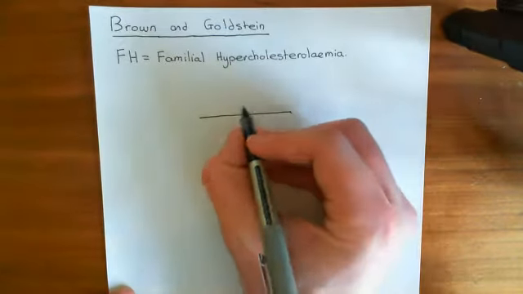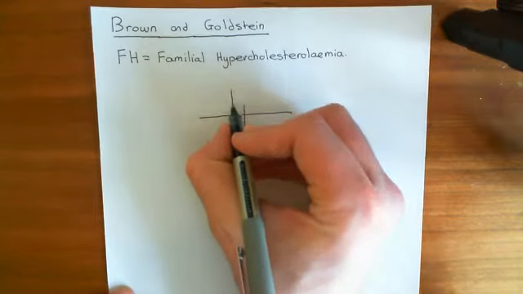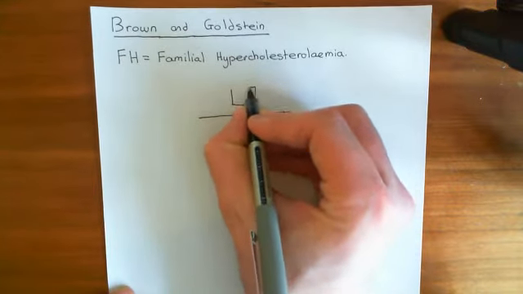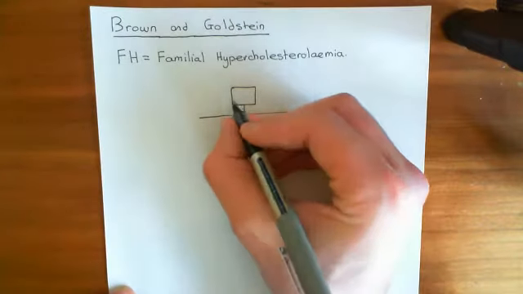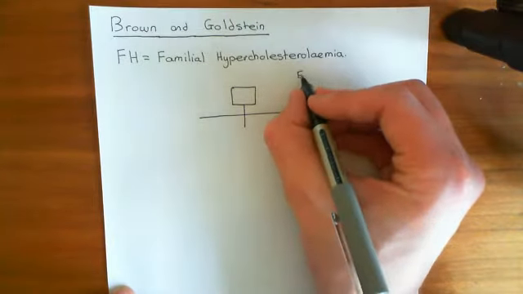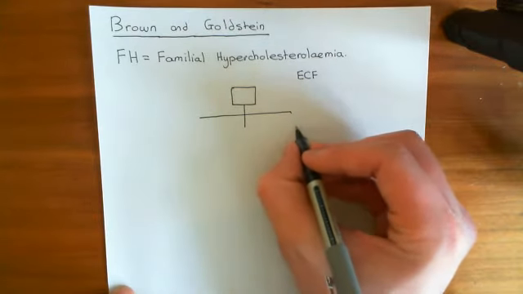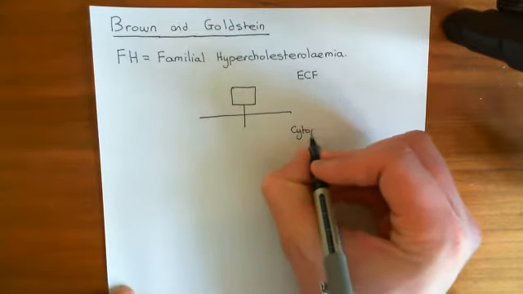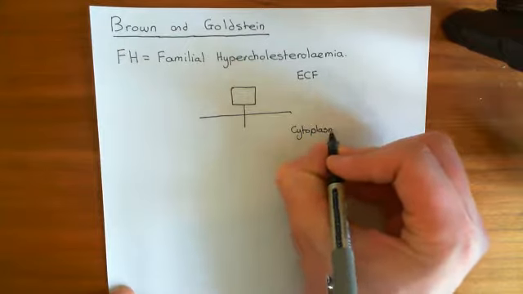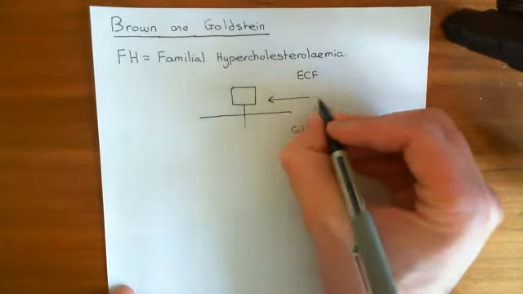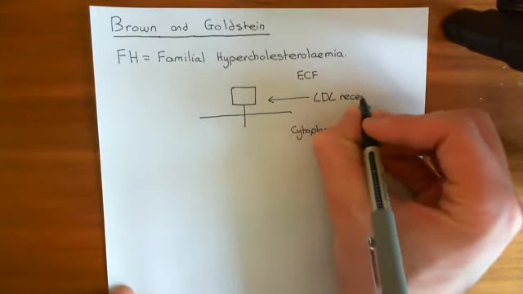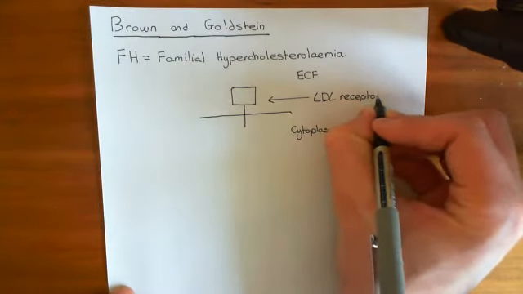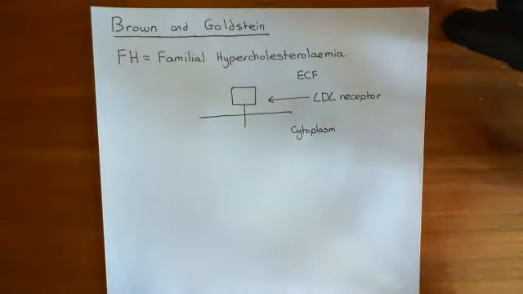So let me show you the structure of the LDL receptor. Okay, so this is obviously just a cartoon here, but basically it has a large extracellular domain. So this is the extracellular fluid here, and this is the cytoplasm here. And this is the LDL receptor. Okay, right. So let me explain to you what LDL is, and then I'll explain to you what the LDL receptor is going to do.